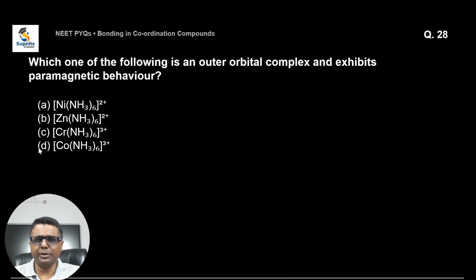Important question, but we have done this kind of questions, right? It is not the first time we are doing. Now, which one of the following is outer orbital complex and exhibits paramagnetic behavior? Very good. Outer orbital complex and paramagnetic. So outer orbital complex means sp3d2 and paramagnetic.